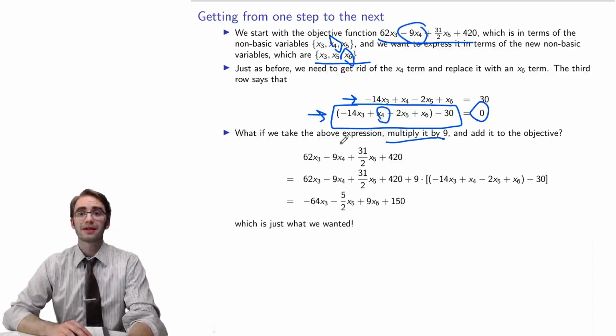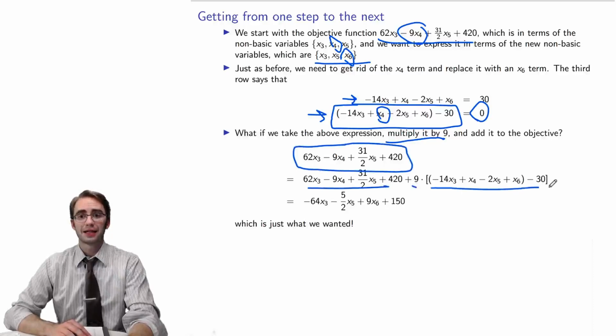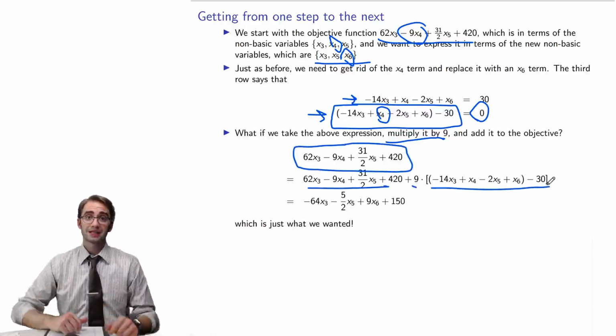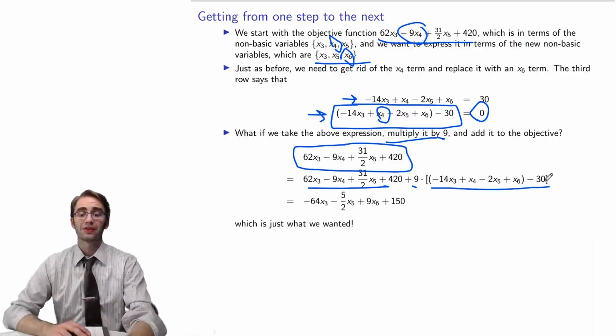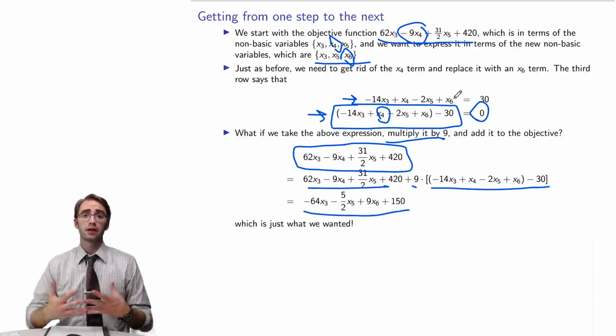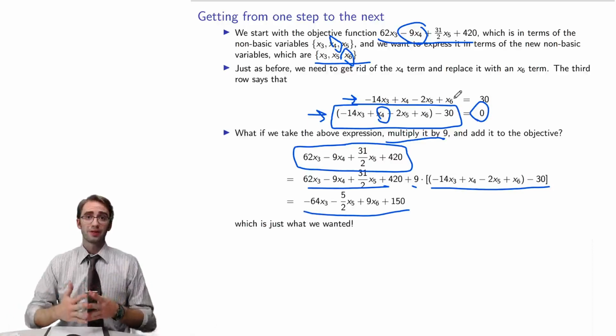Okay, so what do I mean by this? I'll take the objective function, this thing here, and I'll just add 9 times this other expression, which has to be 0 according to that third constraint, and I end up with this thing, which is just what I wanted. All I'm really doing here, again, is just Gaussian row elimination.